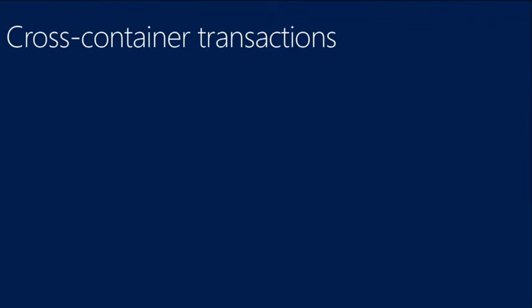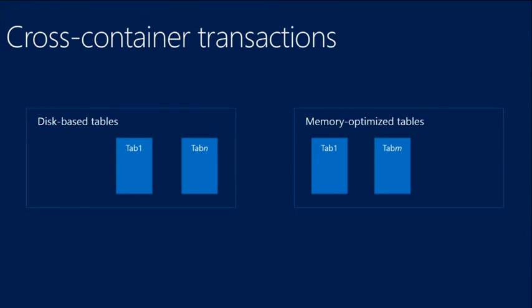Then another concept I want to talk briefly about are cross-container transactions. Now, cross-container transactions occur when you access both disk-based tables and memory-optimized tables in the same transaction. Why do we call it cross-container? Well, you can view SQL Server as having two containers as far as transactions are concerned: the disk-based container and the memory-optimized container. And each container, you have a transaction context. Let's say you have here a regular transaction context and here a memory optimized transaction context, right? Because the transactions are handled differently.